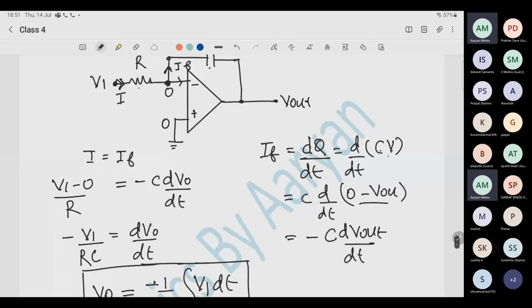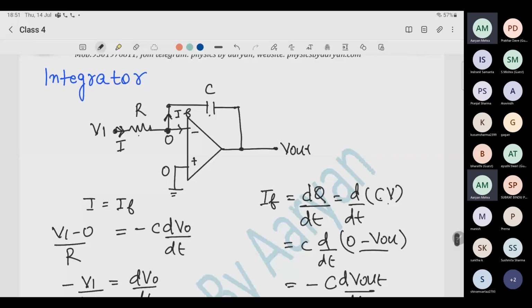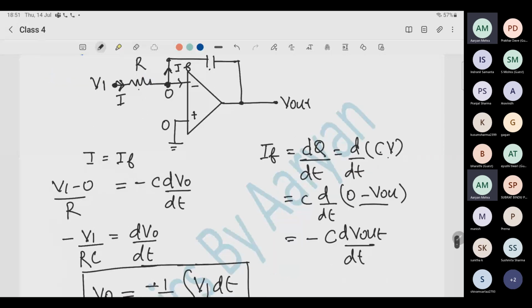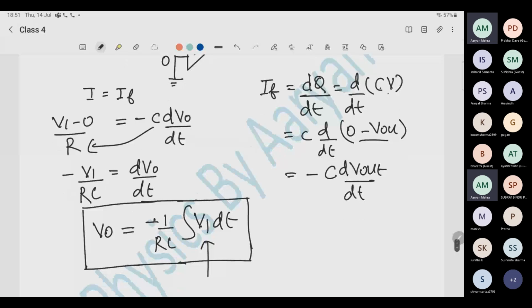So I just simply got minus C dV output by dt. So in place of IF, I have placed this. What is this I? I is simply V1 minus 0 divided by R. So I just simply got this, minus V1. I put this C here. So minus V1 by RC equals dV output by dt. So now here do integration.